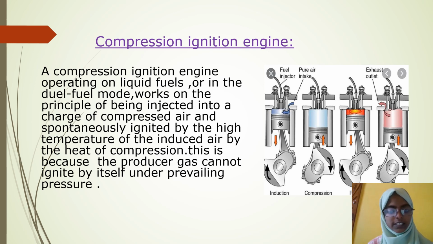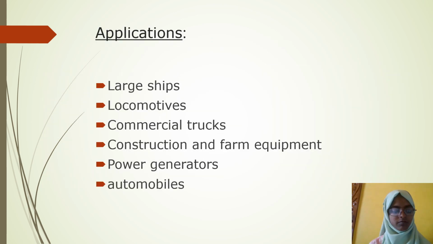By the side of the diagram, we can see the working of the compression ignition engine. Some applications of the compression ignition engine are large ships, locomotives, commercial trucks, construction and farm equipment, power generators, and automobiles. We use these engines in cars, ships, aeroplanes, trucks, and also in power generators.